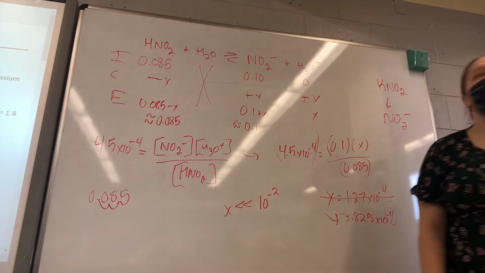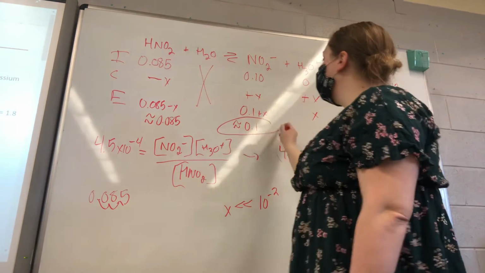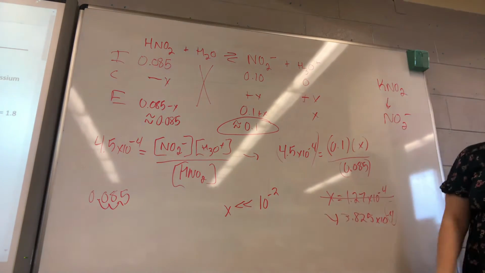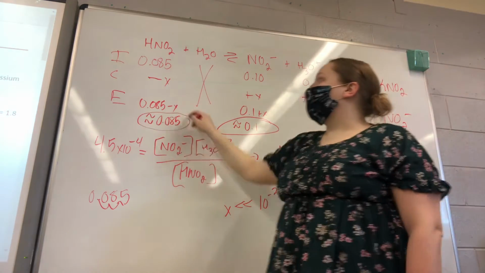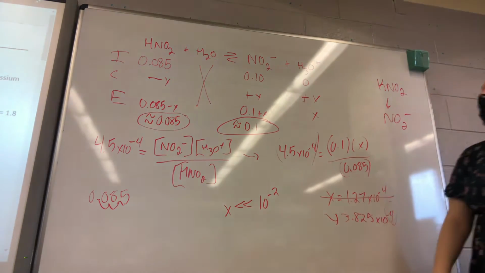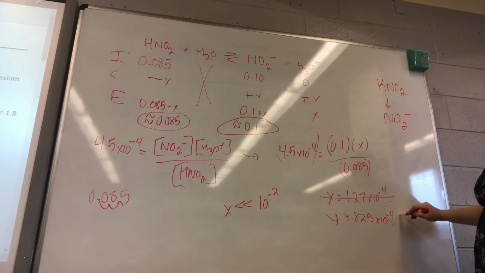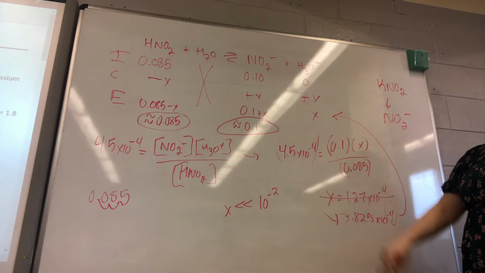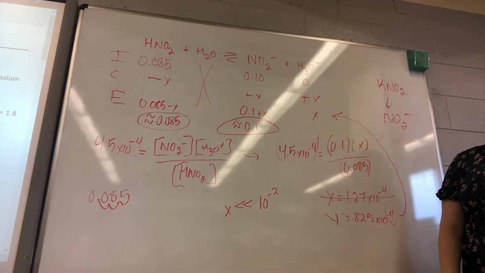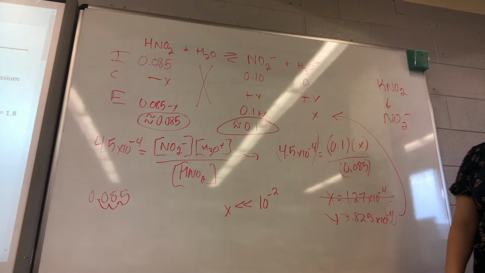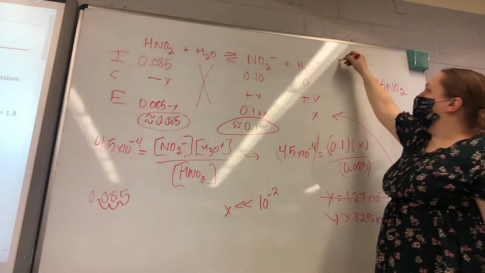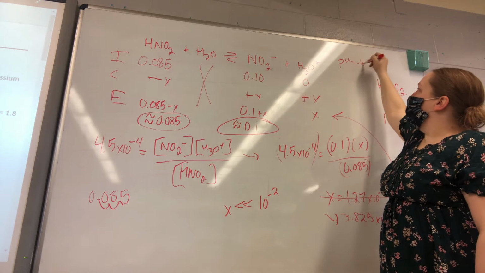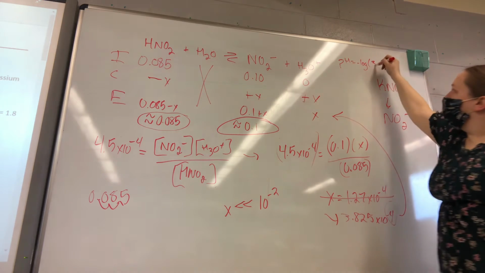Okay, so that means, can we assume that this is the concentration at equilibrium of this, and this is the concentration at equilibrium of this? Yes, ma'am. We can also assume that X is the concentration of H3O plus, right? What do we do with that to get pH? You take the negative log. So we're going to do pH equals the negative log of the concentration.